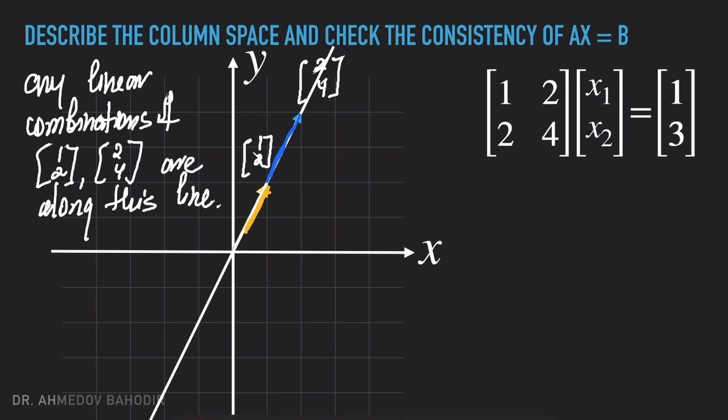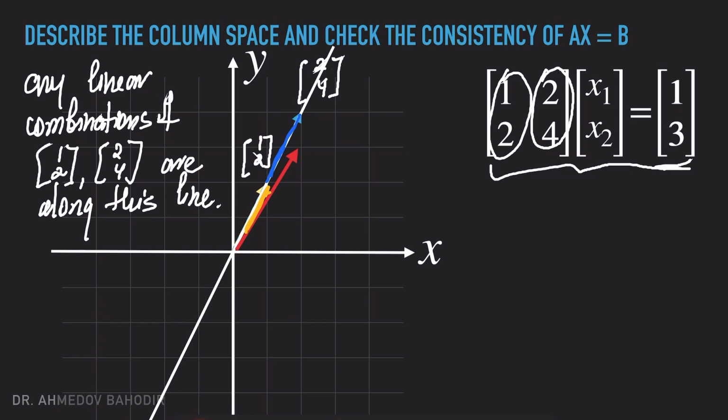Okay? So now let's try to draw this vector 1 and 3. If you draw this vector, it is going to be outside this line, right? And if I say, hey, could you please solve the system of linear equations? I told you before that we can rephrase this question differently. So could you give me the linear combinations of these two columns, 1, 2, and 2, 4, which is going to be equal to 1 and 3?